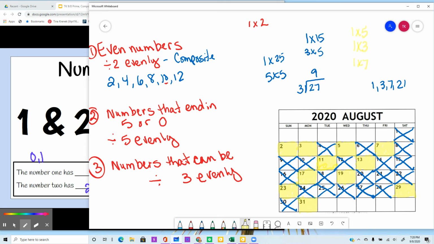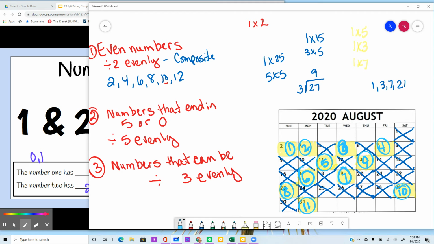And so if I start counting, that's 1, 2, 3, 4, 5, 6, 7, 8. Oh, I skipped one. 9, 10, 11. There are 11 prime days in the month of August.